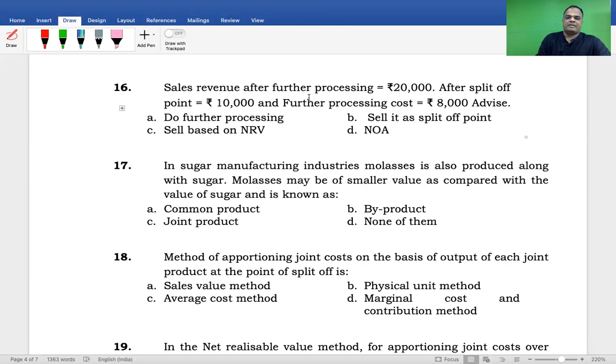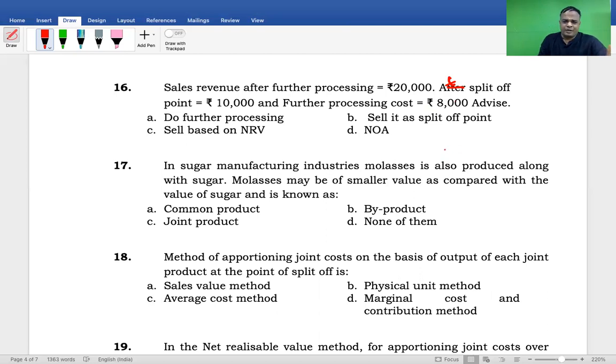Next. Sales revenue after further processing is 20,000. Sales revenue at the split off point is 10,000. And the further processing cost is 8,000. What to do?